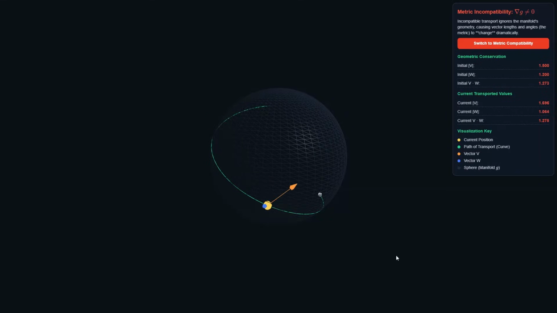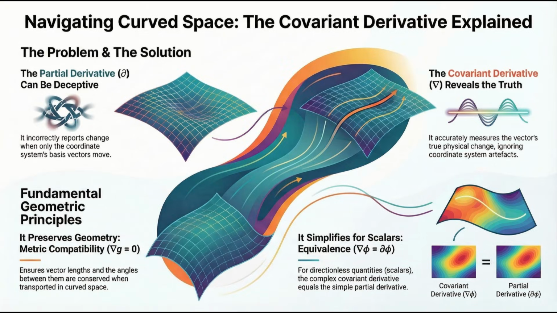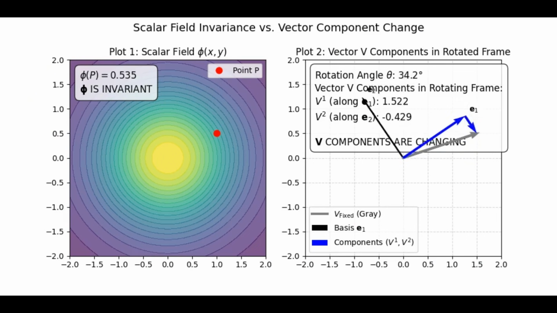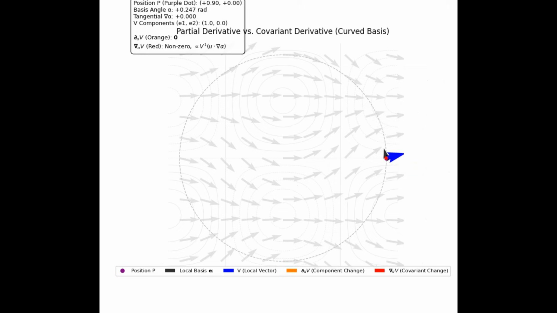Second, for the geometry to even work, there are two non-negotiable rules. The first is scalar equivalence. A scalar is just a number, like temperature, right? It doesn't have a direction, so its covariant derivative has to equal the simple one. Simple as that. Then there's metric compatibility. This is huge. It basically says that when you move vectors around in curved space, their fundamental properties, like their length and the angle between them, have to stay perfectly the same.